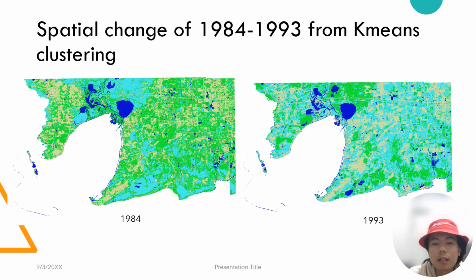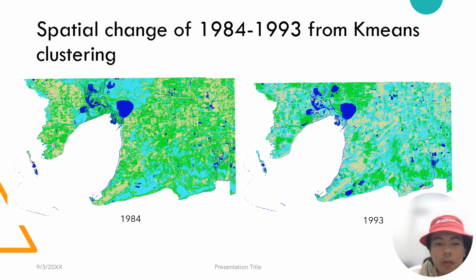So this is the result of our K-means clustering. The left side is 1984 and the right side is 1993, about one decade apart. We can see that the blue one is open water, the green one is the vegetation, the light blue are wetlands, and the yellow one is the agriculture area. So that's how we define our clustering result.